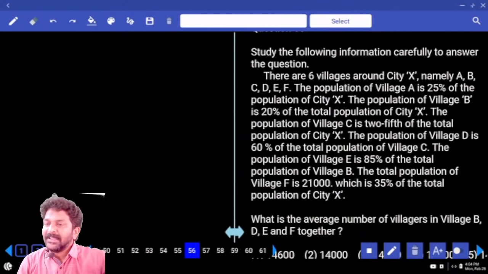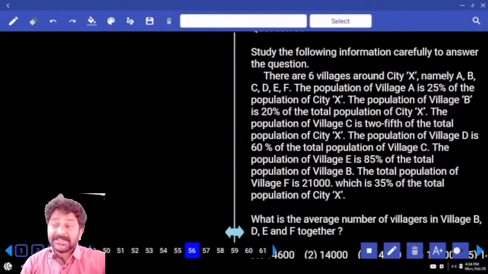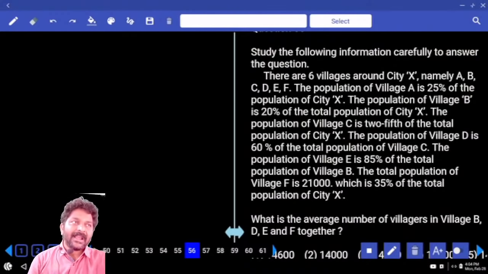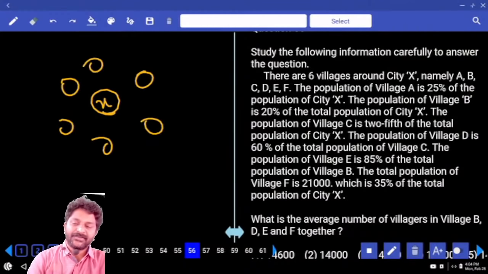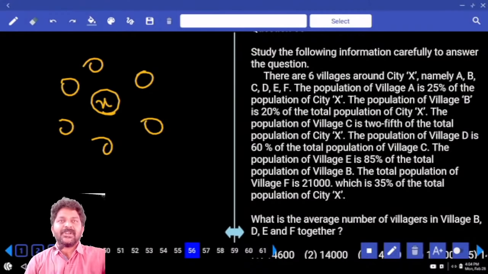Let's see this. There are 6 villages around city X. Around city X in the sense, here we have city X. On the outer side of city X, we have 6 villages. Now, will there be any condition on the total population in city X and the 6 different villages?